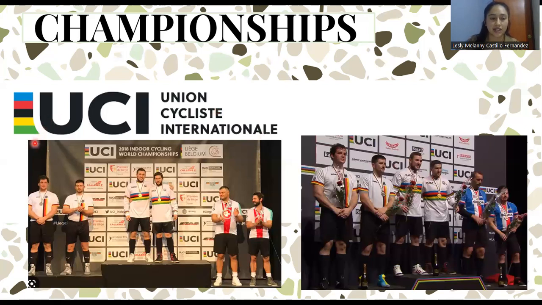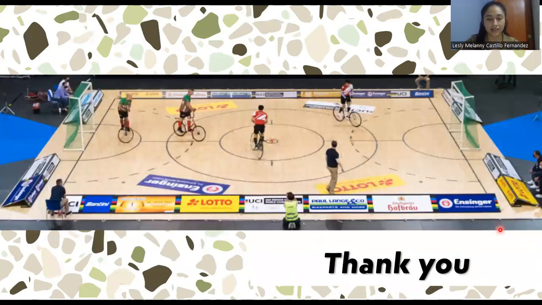This picture is of the championships in 2018, and the second picture is the championship of 2019. So that will be the end, and thank you so much.